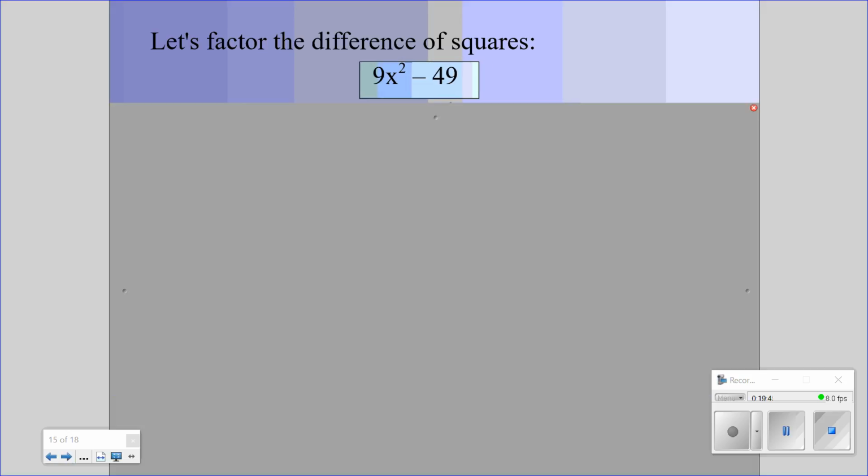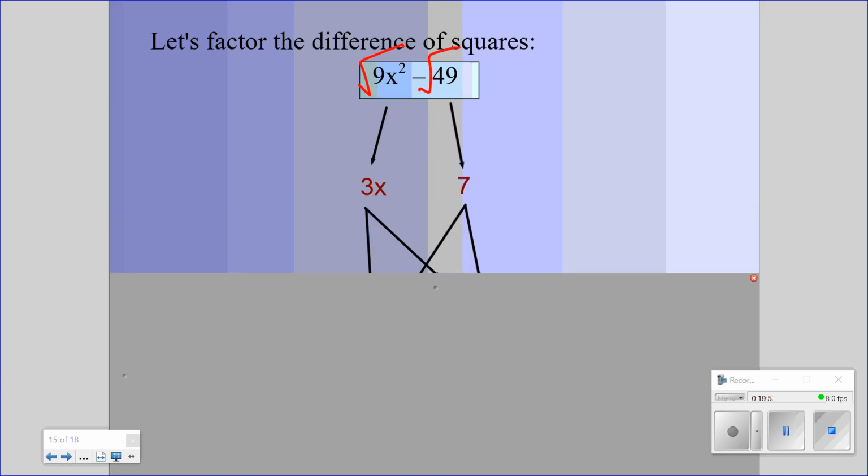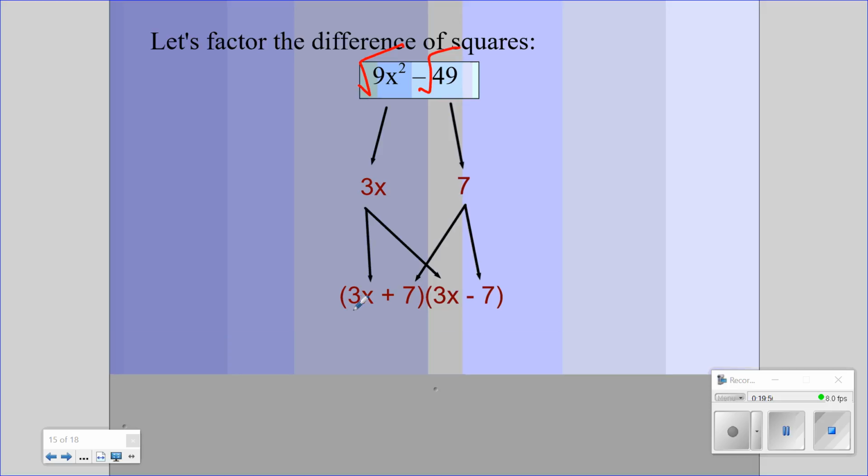For our next example, square root the perfect squares. So square root of 9x squared is 3x. Square root of 49 is 7. 3x and 7 make up the pieces of your binomials. One gets plus, one gets minus.